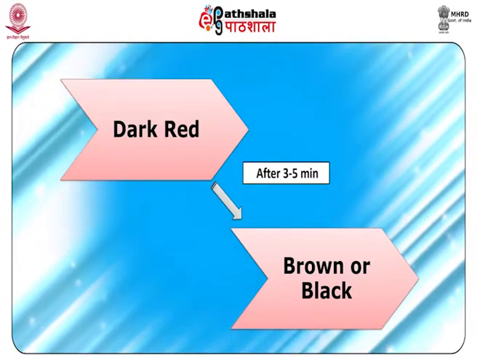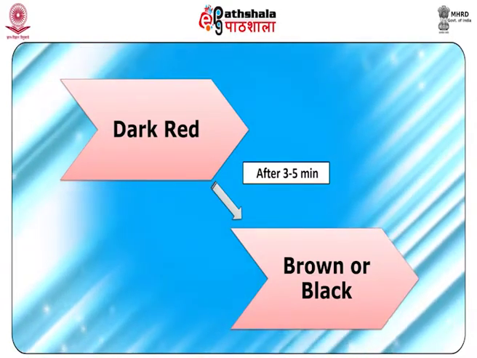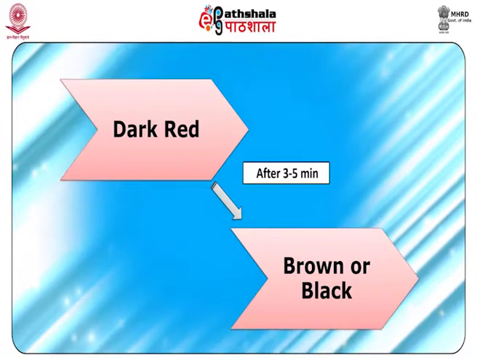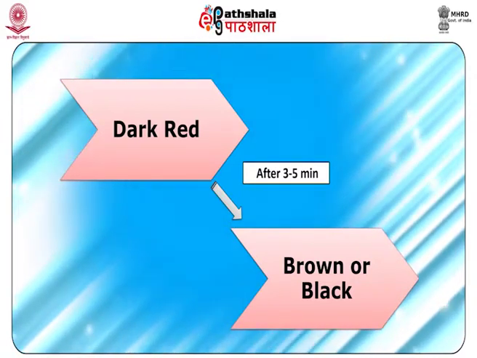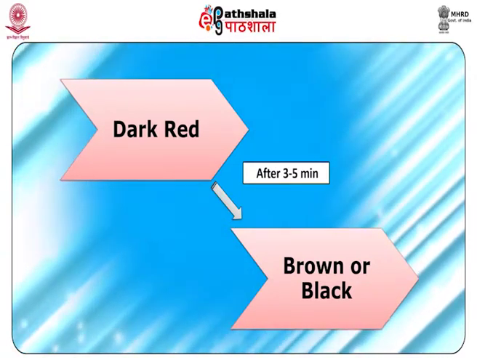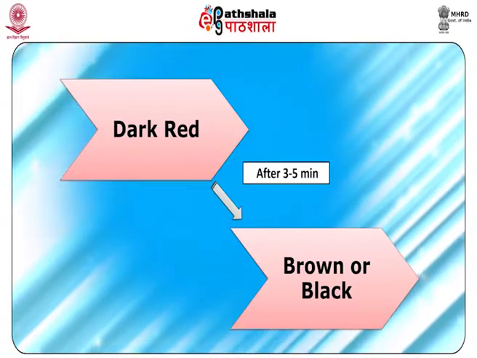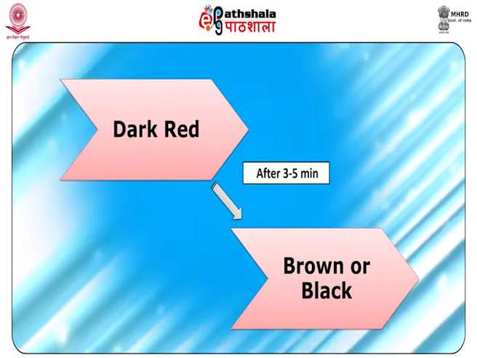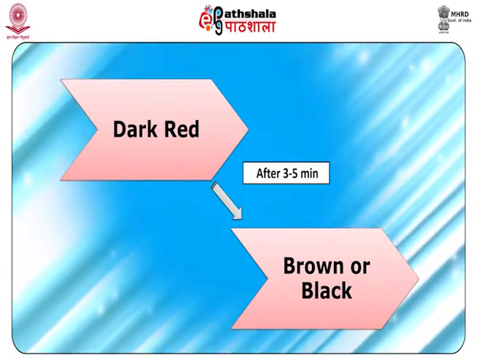Blood starts to dry 3 to 5 minutes after exposure to air, and its color changes from dark red to brown and black. Blood can be characterized into pools, drops, streamers, or crust.